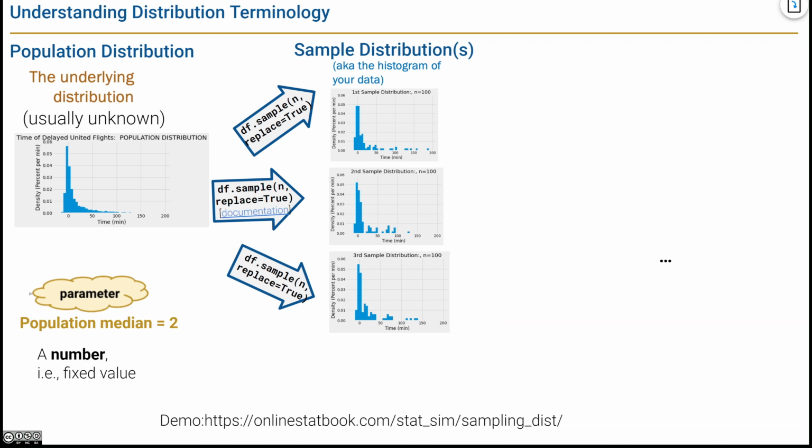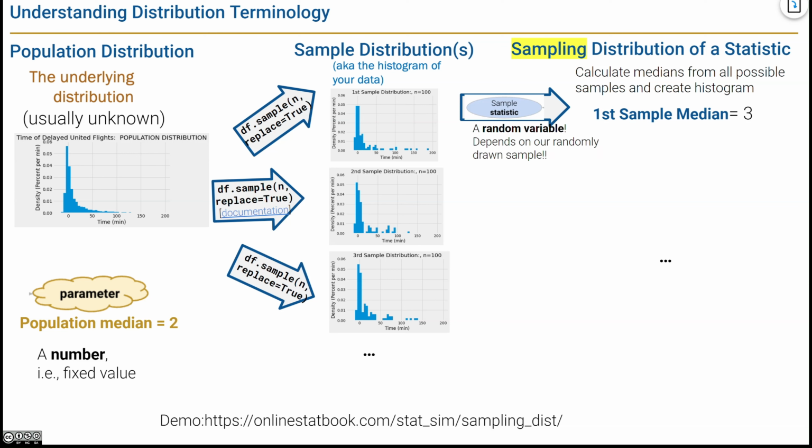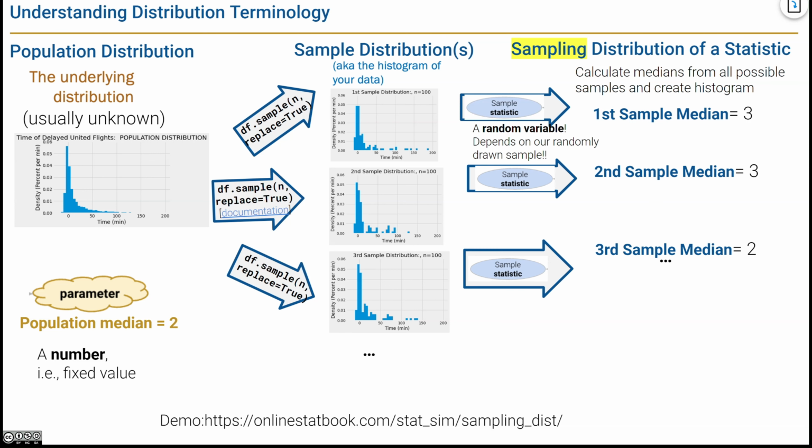Now, if I want to use the sample to estimate a population parameter, in this case, I could use this first sample to try to estimate the median of the population by using the sample median. In this first case, it turns out the sample median is 3, pretty close to the actual population median. In the second case, it's also 3. Third case, it's 2. And I want you to realize that this sample median itself is a random variable. So I can now take these outputs, 3, 3, 2, and start to aggregate them into their own distribution.